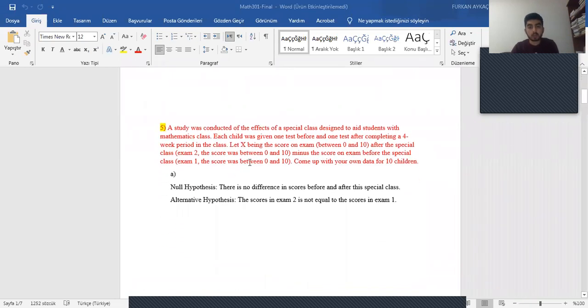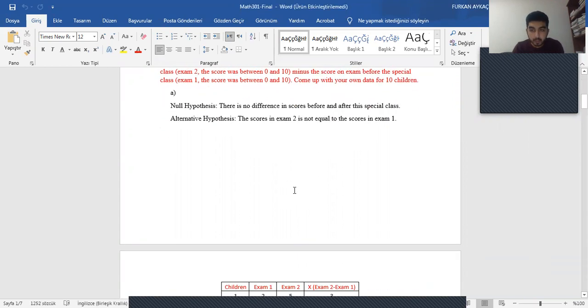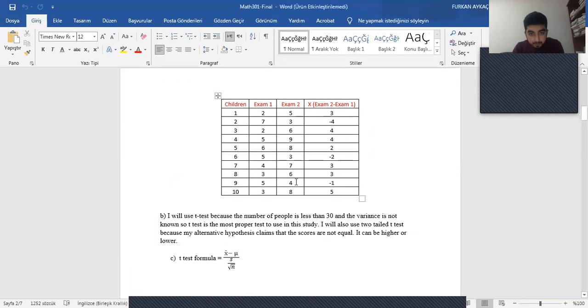This question is related to the spatial class questions. My null hypothesis here: there is no difference in scores before and after this spatial class. My alternative hypothesis: the scores in exam 2 are not equal to exam 1. Not equal to means it can be higher or lower, so it is a two-tailed approach. I created my table here.